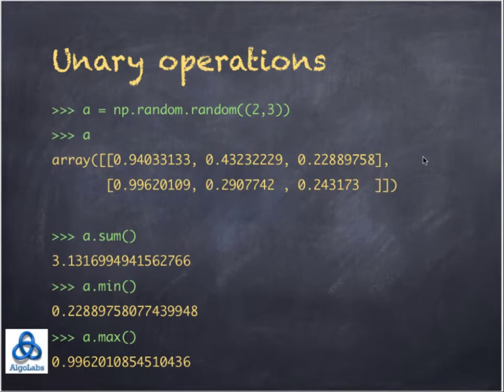We can initialize an array to zeros as we saw. We can also initialize it to random numbers. So here is a way to initialize a 2 by 3 array of random numbers. Now we can apply some unary operations. For instance, if we want to add up all the elements in an array, there's a function called sum. If we want the smallest value in an array, there's a function called min. Similarly, there's a function called max to give us the largest value in an array.